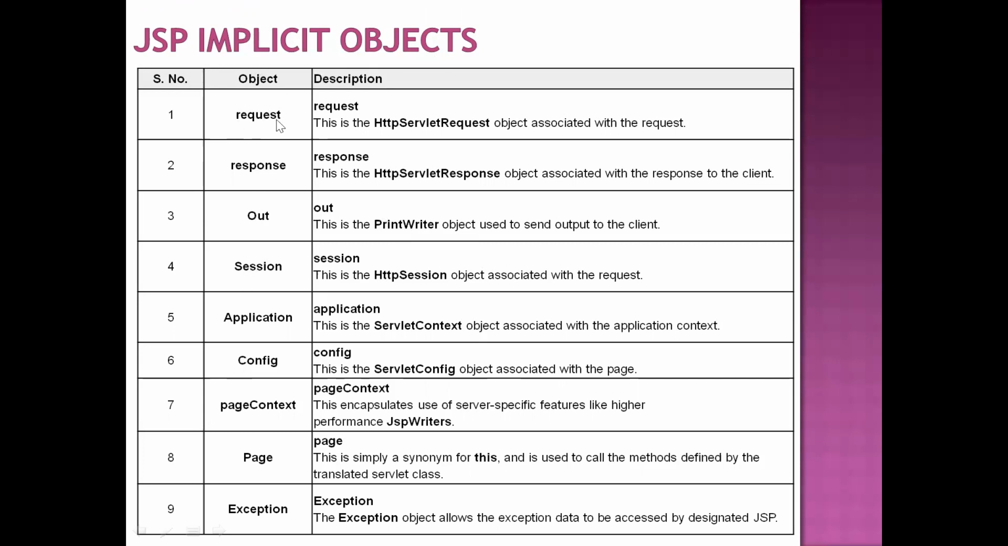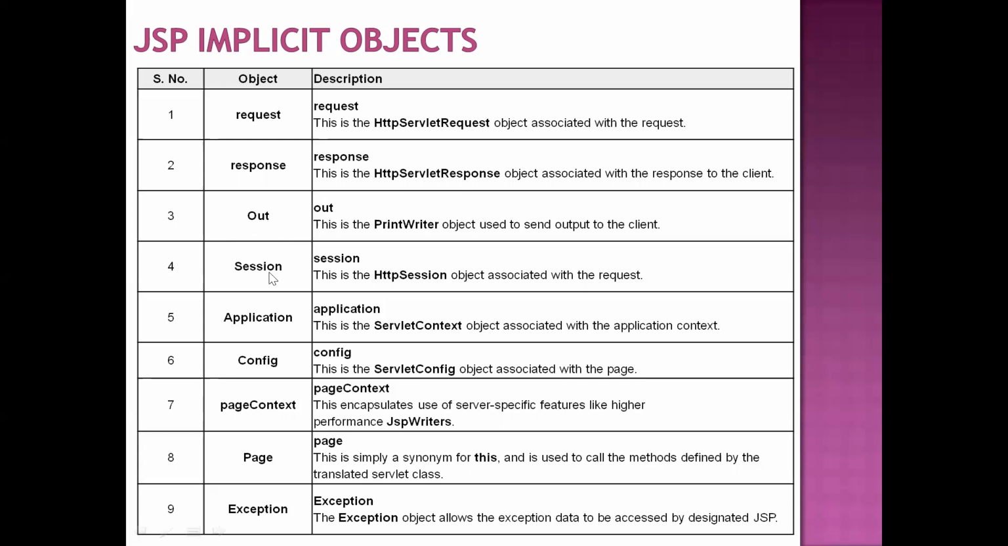The first object is the request object. In a servlet, if you want to use these objects, we compulsorily need to create an object of that particular class. But here, no need to create the object of that class. Directly you can use the request, response, out, session, application, config, pageContext, page, and exception objects anywhere in your JSP script. The request object belongs to the HttpServletRequest class, and the response object belongs to the HttpServletResponse class. The out object belongs to the PrintWriter class.